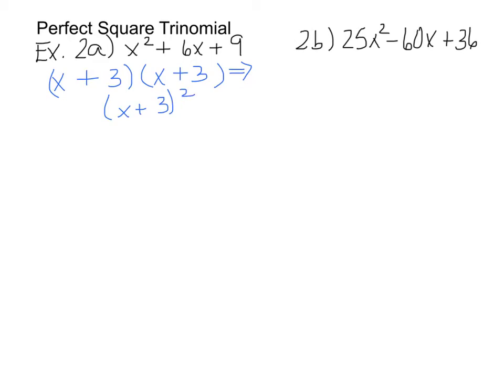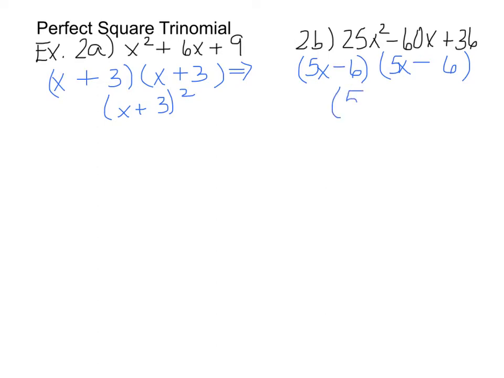The 6 comes in because 3 plus 3 is 6. So if you double 3, you get 6, but if you square 3, you get 9. Now over here, you'll still square root 25x squared, which would be 5x and 5x. And then you'll square root 36, which would be 6 and 6. And they both have to be minus.